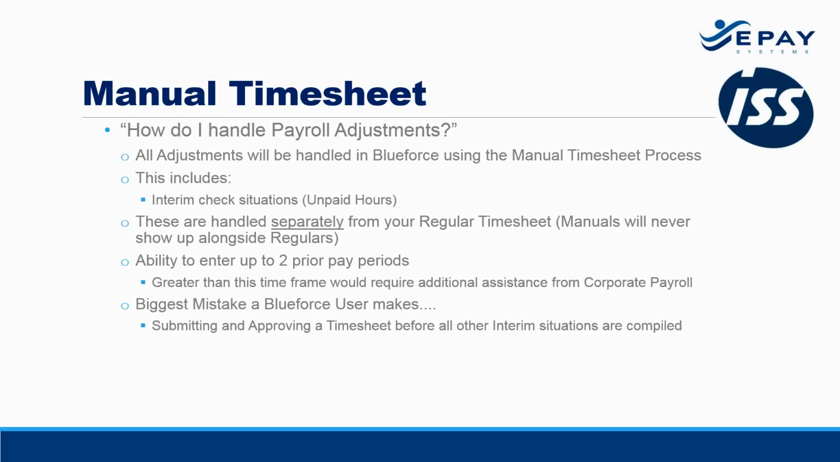The biggest mistake in doing the manual timesheet is that you submit and approve a timesheet before all other interim situations are compiled. What I mean by that is, let's say back on February the 20th, I had to enter some time because I missed an employee who worked 8 hours that day. Well, I go through, I enter that manual timesheet, I submit it, I approve it, I have someone else approve it, and I'm done, right?